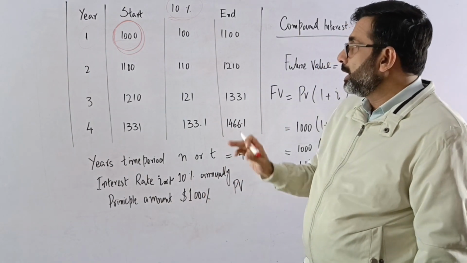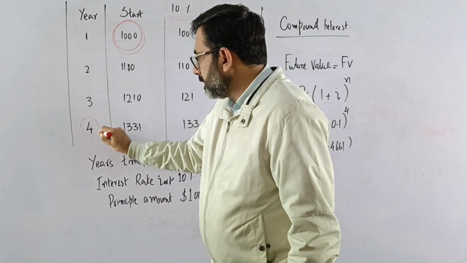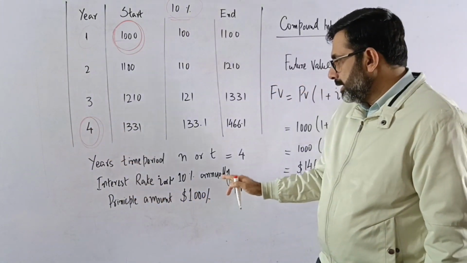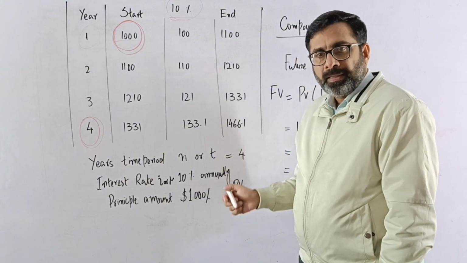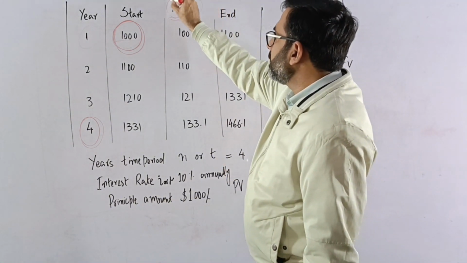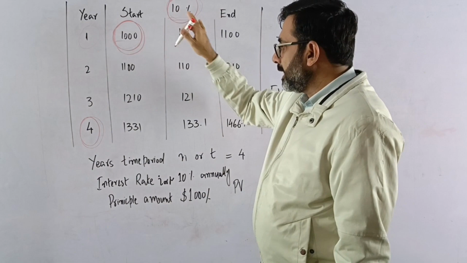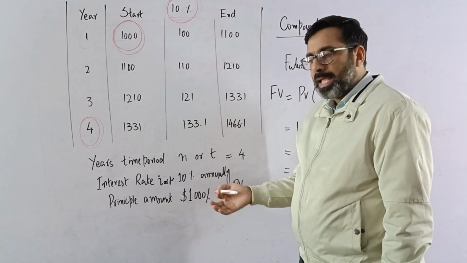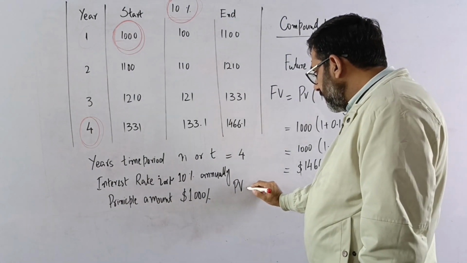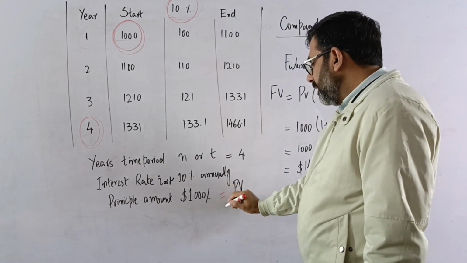So this is the first amount. The second thing that is very important is the time period, that is, for how many years it is invested. So it is 4 years. And the third thing very important is the rate of interest, that is 10%, but this is 10% compounded annually. Now the present value here we have is 1,000.